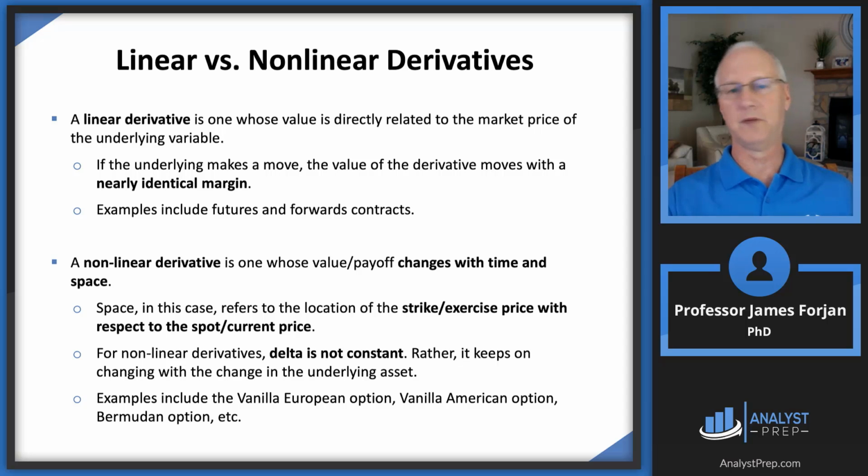Maybe it becomes 0.51, maybe it becomes 0.49 or some other number. But the important thing to understand is that nonlinearity means that delta is not constant. It keeps on changing with the change in the underlying asset. And this is one of the things that make options and the study of options pricing so cool.